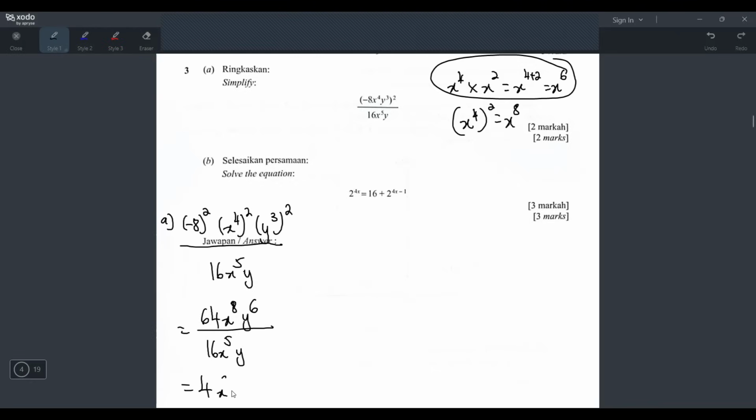And for my last part, it will be y power 6 divide y power 1. It means y power 6 minus 1. Same as y power 5. And this is the answer. Okay, done. I have successfully simplified. Okay, let's continue with question B.